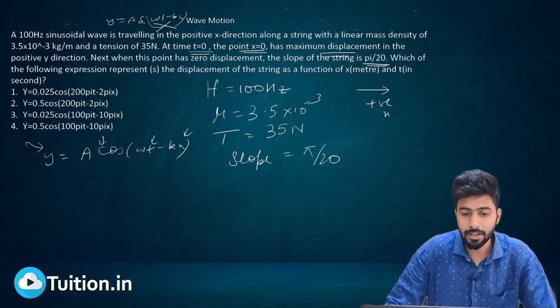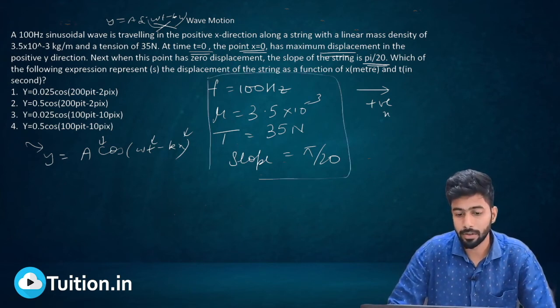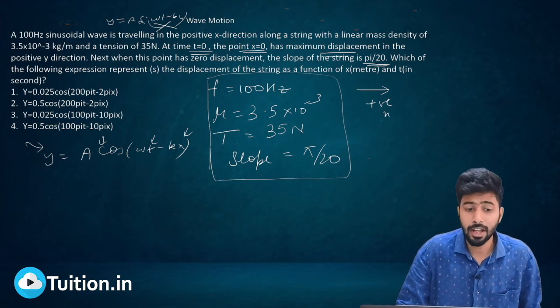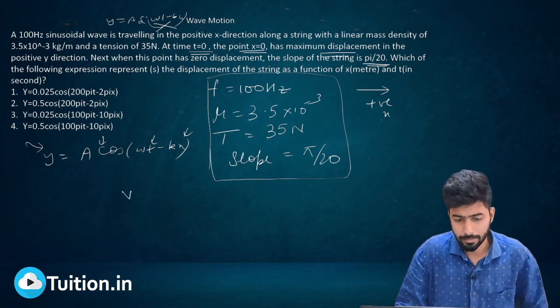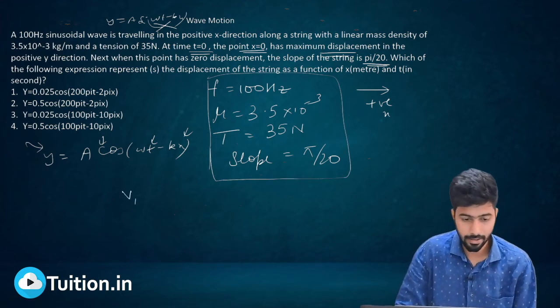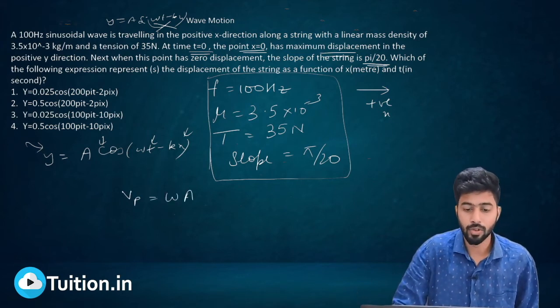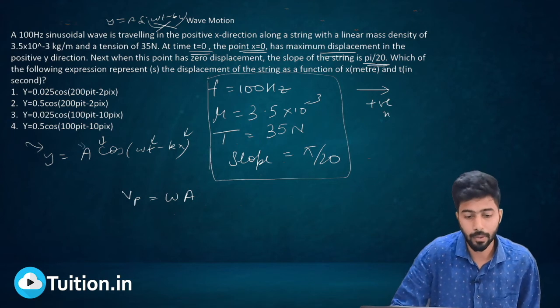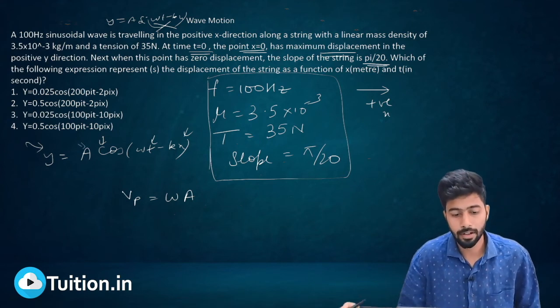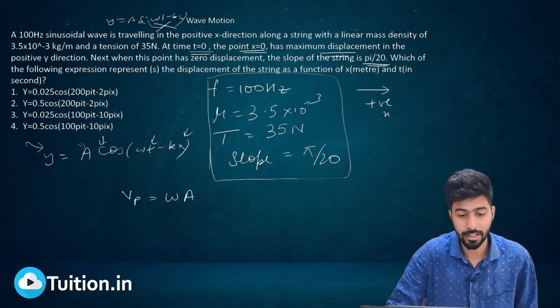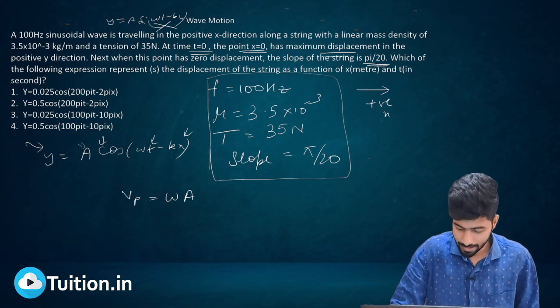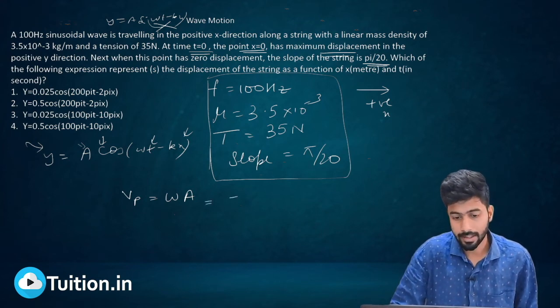You have this data, and using this data you need to find everything. So what is the equation that we'll use? Basically the particle velocity is nothing but omega into amplitude. So what I need to find right now is amplitude. Omega into amplitude should be equal to my particle velocity, and particle velocity also can be written in this form. It's nothing but wave velocity into slope, dou y by dou x.